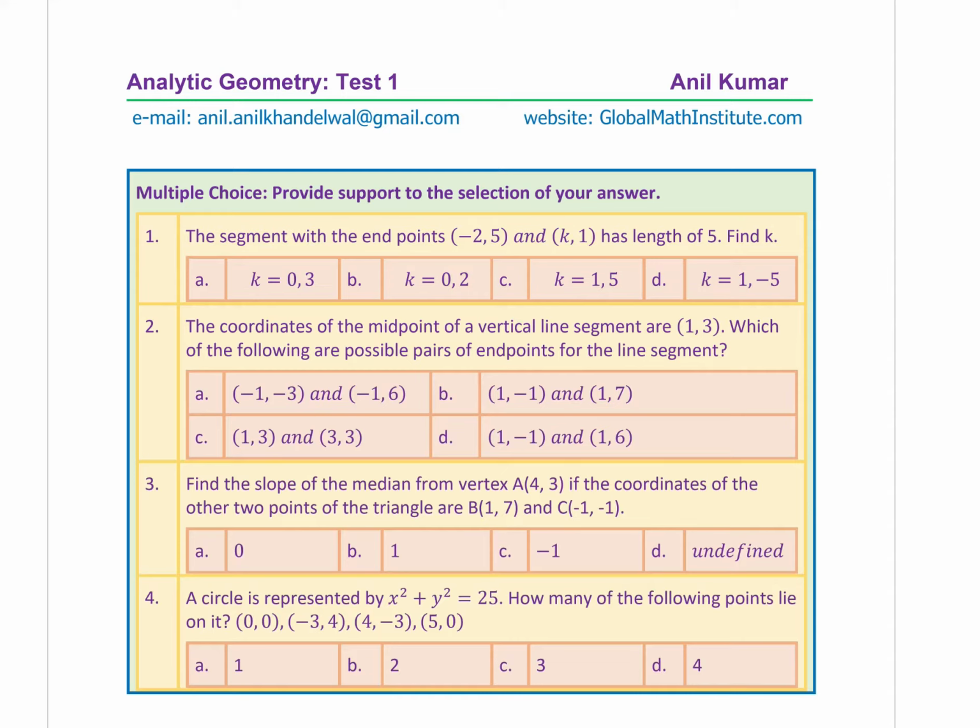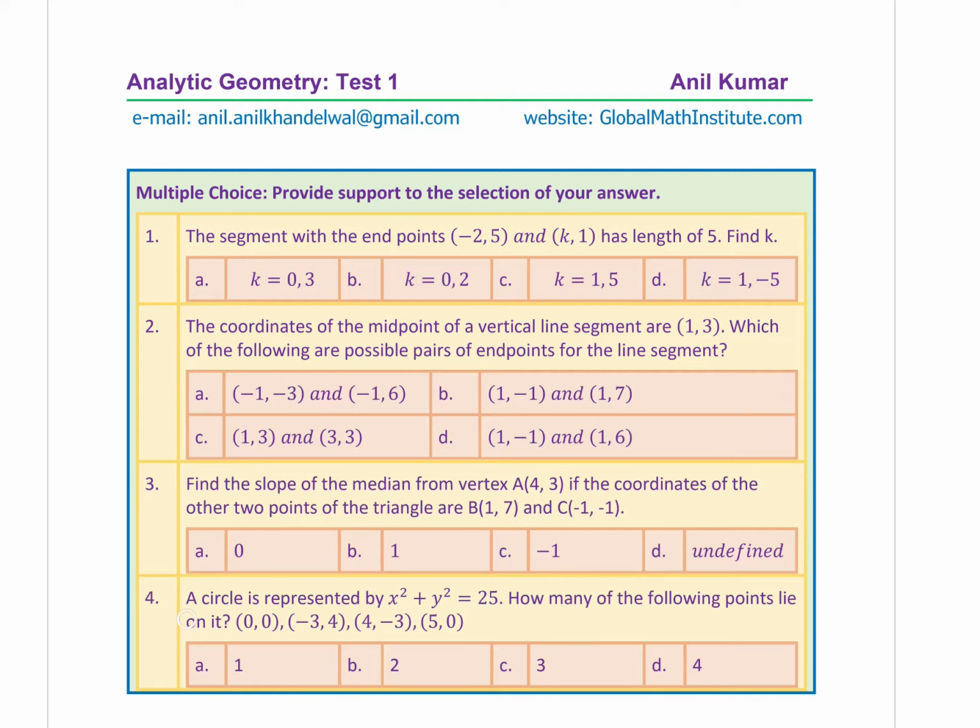Question number 1. The segment with endpoints minus 2, 5 and k, 1 has length of 5. Find k. 4 choices are given to you. Question number 2. The coordinates of the midpoint of a vertical line segment are 1, 3. Which of the following are possible pairs of endpoints for the line segment? Again, 4 options are given to you. Question number 3. Find the slope of the median from vertex A, 4, 3, if the coordinates of the other 2 points of the triangle are B, 1, 7 and C, minus 1, minus 1.